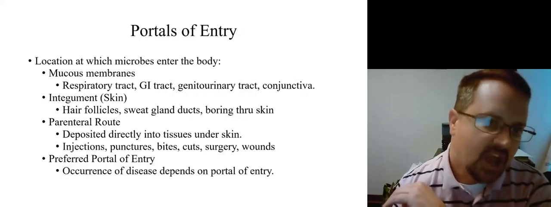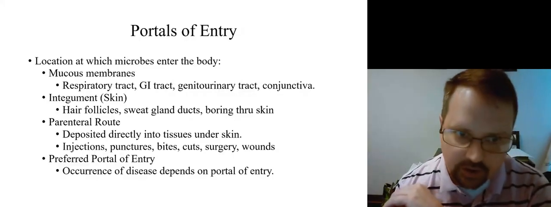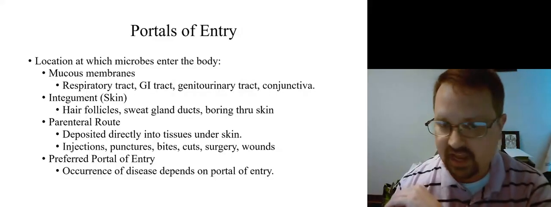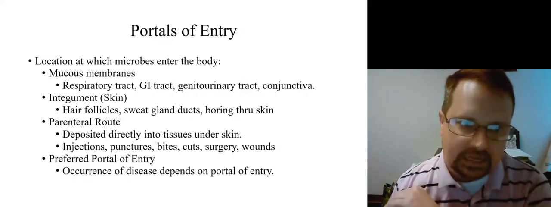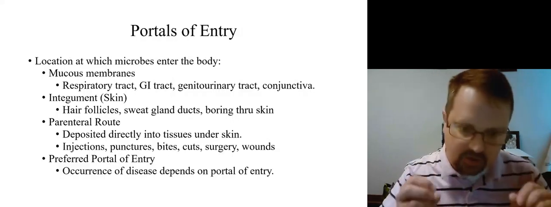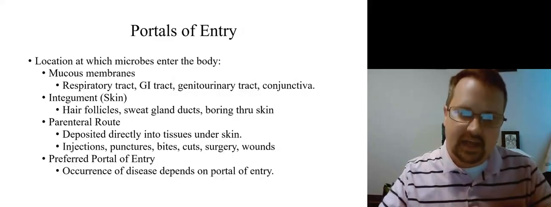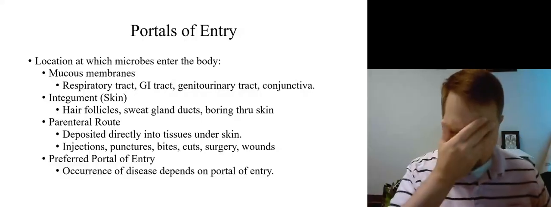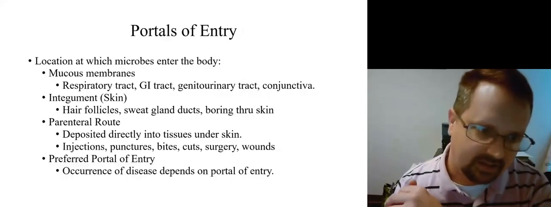Microbes enter the body through mucous membranes. They can enter the respiratory tract, the GI tract, the genitourinary tract, or the conjunctiva. So they can enter mucous membranes of our body. Basically, we touch a surface that somebody got a bacteria or a virus on. We then touch our face, our eyes. We breathe it in, something like that.